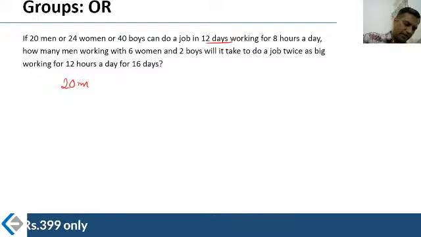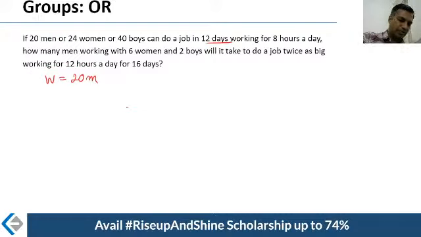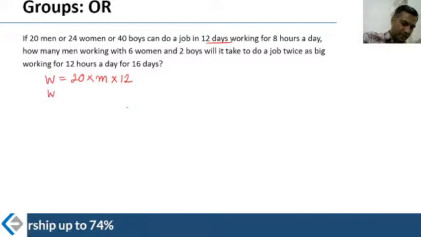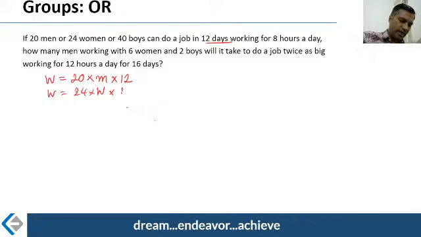Now the work can be defined like this. If you want to define the work, it can be defined like this. 20 men, efficiency m units per day for each man. So how many days? 12 days. That's the work. The same work can also be defined as 24 women, with the efficiency of each woman being W. How many days? 12 days.